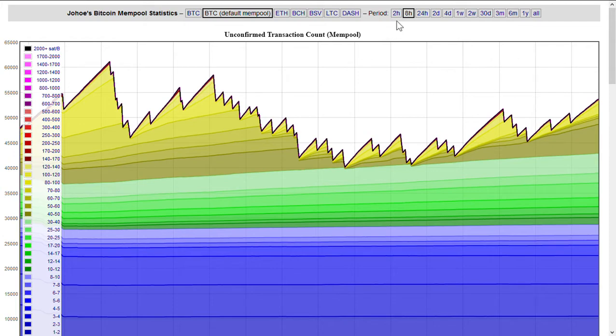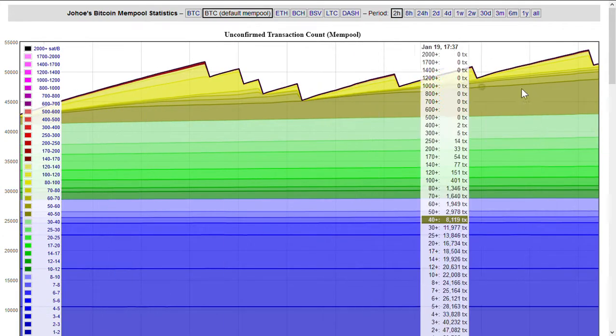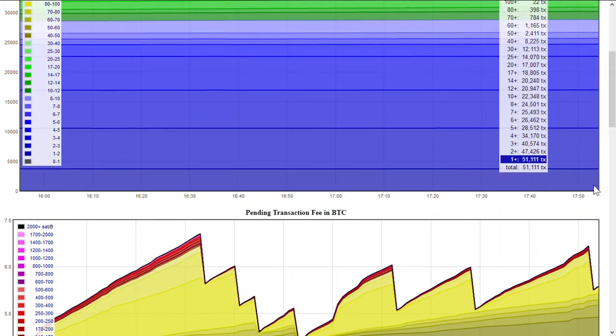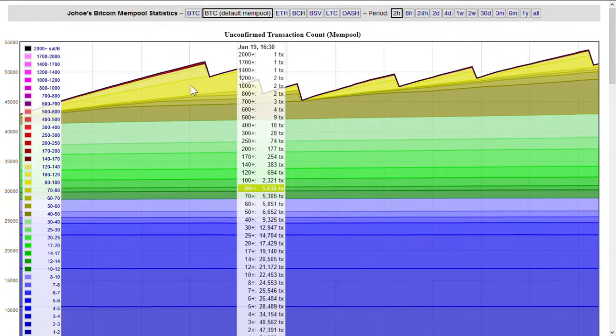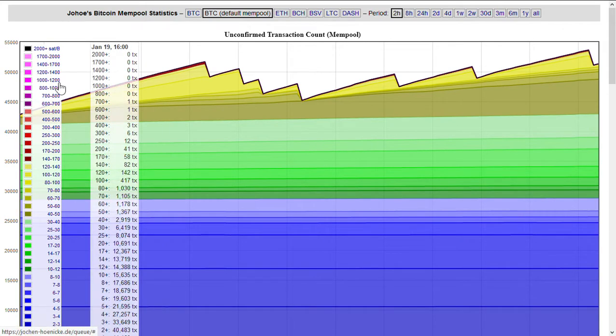Now, let's change it to a 2-hour period. So what you're seeing here from left to right is 10-minute increments over 2 hours, and then top to bottom, you're seeing gradients of color, which are transaction fee amounts, noted in Satoshis. You'll see them as sats up here. A Satoshi is a decimal place of a Bitcoin. Bitcoin is denominated in 8 decimal places, so one Satoshi is 8 decimal points out.